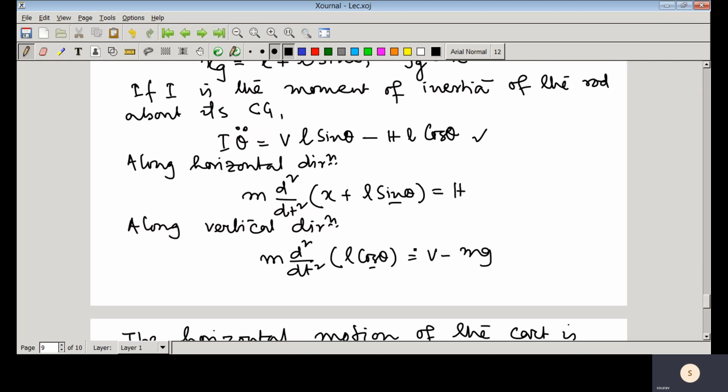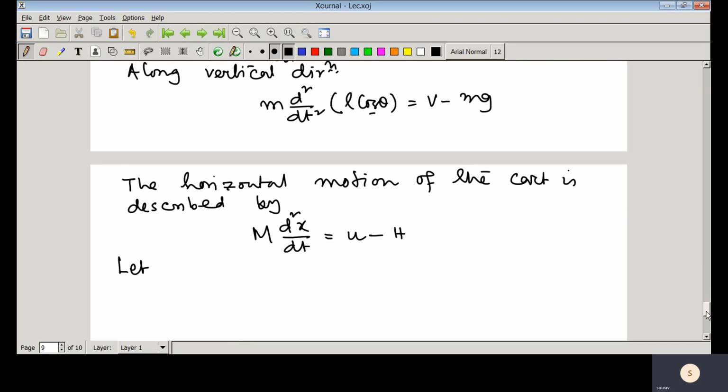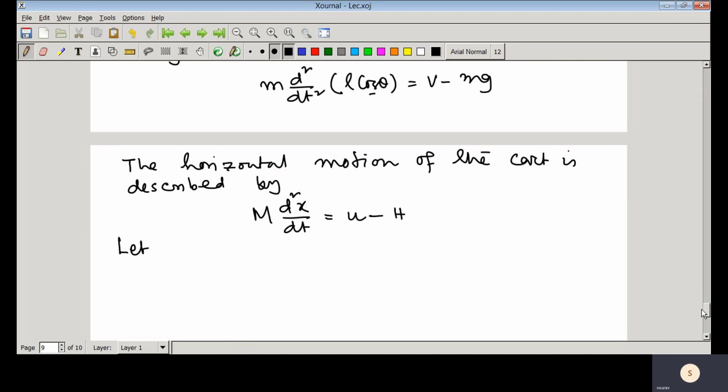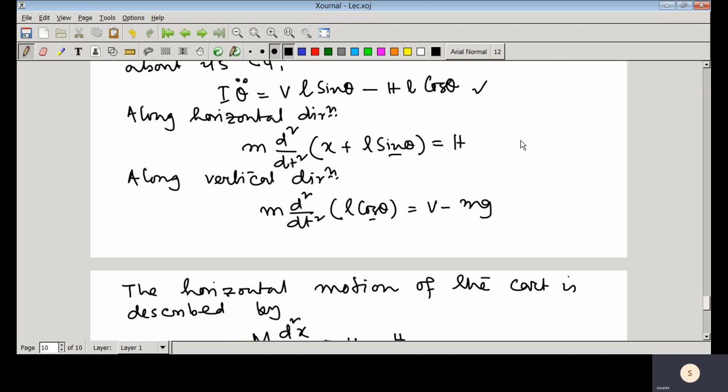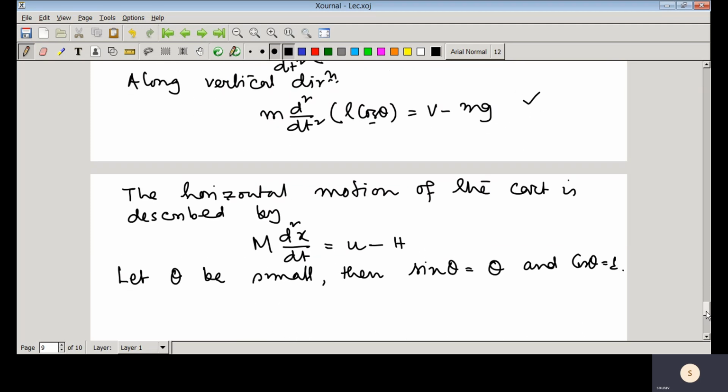So these are all the equations, and you can see that this is a non-linear system, as sine and cosine are involved, and here there are four states: x, x dot, theta, and theta dot. So let theta be very small; then sine theta equals theta and cos theta equals 1. Whenever theta is very small, we can simplify those equations.